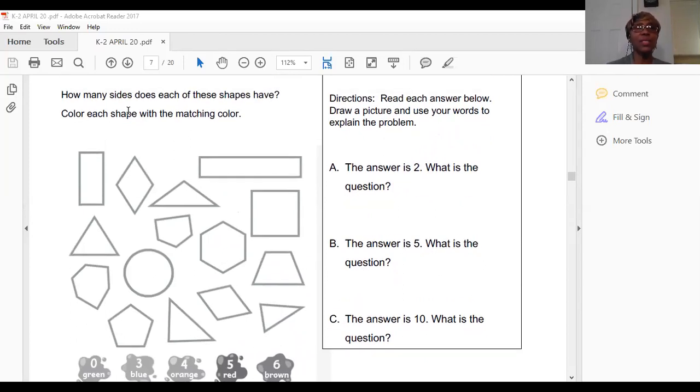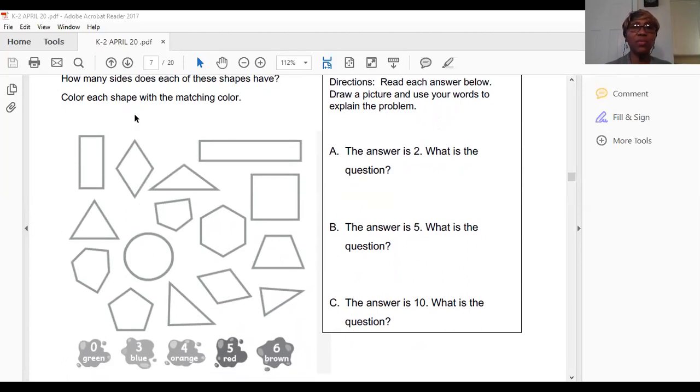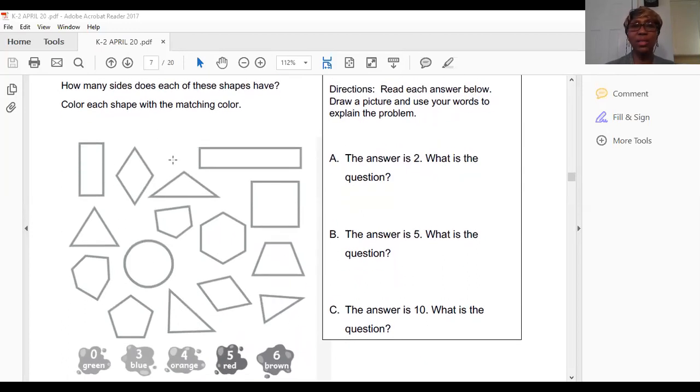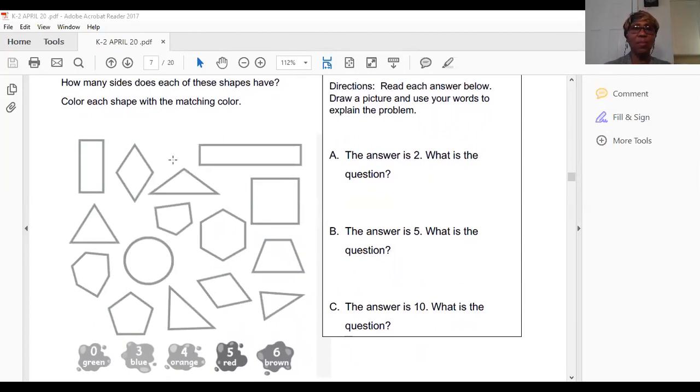It says, how many sides does each of these shapes have? Color each shape with the matching color. Well, all it's asking for is how many sides. It's not even asking about the vertices, right? What connects the sides. So if you look at this shape, this is a what? Rectangle. So if you count the sides, 1, 2, 3, 4, it has 4 sides.